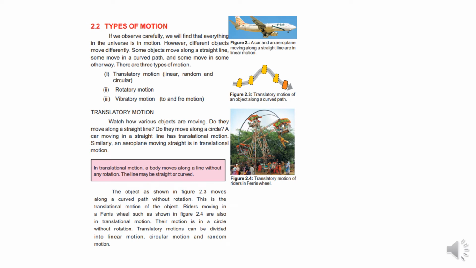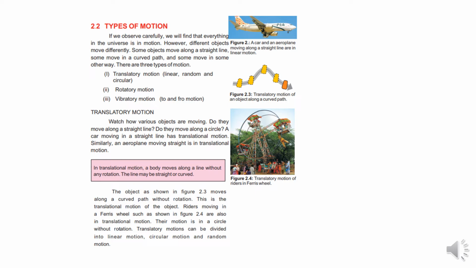There are many types of motion. If we observe carefully, we will find everything in the universe is in motion. However, different objects move differently. Some objects move along a straight line, some move in a curved path, and some move in other ways. So there are three types of motion. Translatory motion, which contains linear, random and circular motions. The second type is rotatory motion. The third one is vibratory motion, or it is also called oscillatory motion.